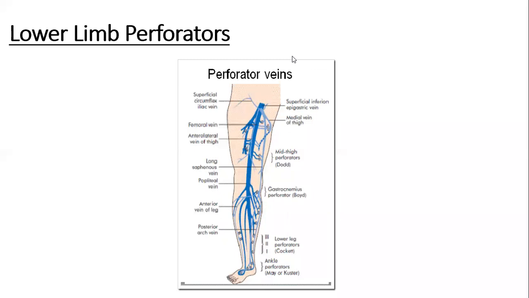They contain valves in order to keep the blood flow unidirectional from superficial to deep. They are of about 4 to 5 groups. They are called ankle perforators, Cockett's, Dodd's, Boyd's, and Hunter's. These 4 to 5 groups of perforators have their own location and their own set of communication between the two sets of veins. For example, let's start with the ankle perforators.